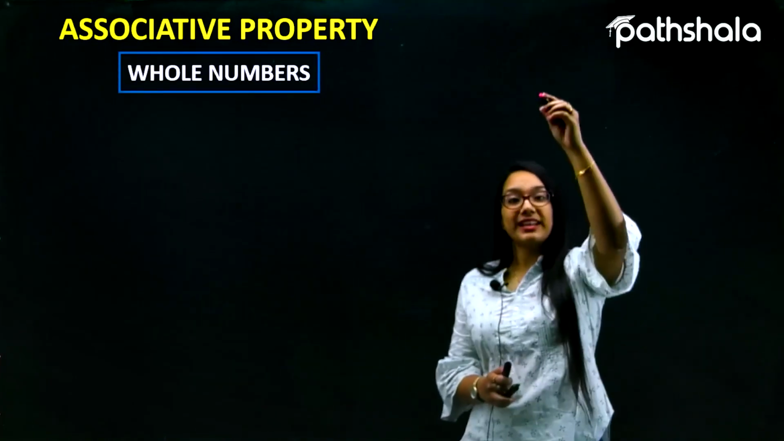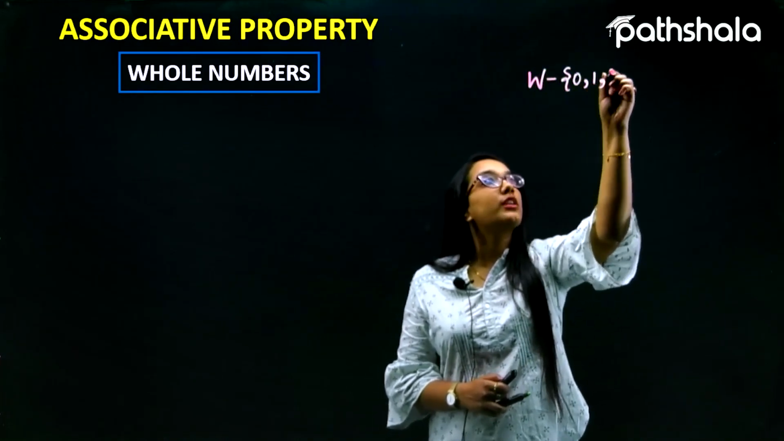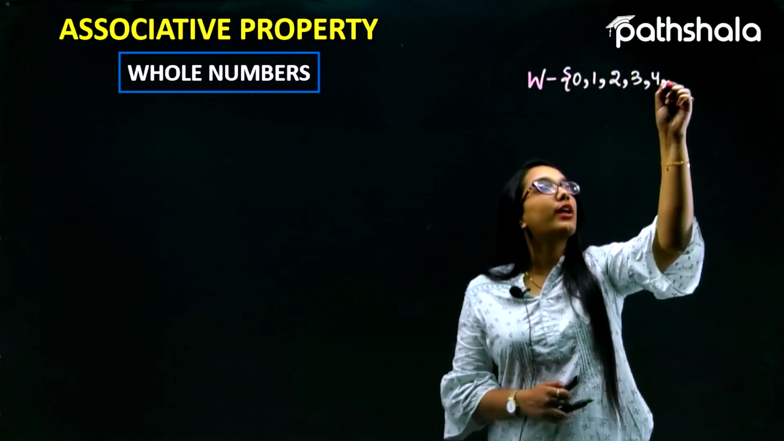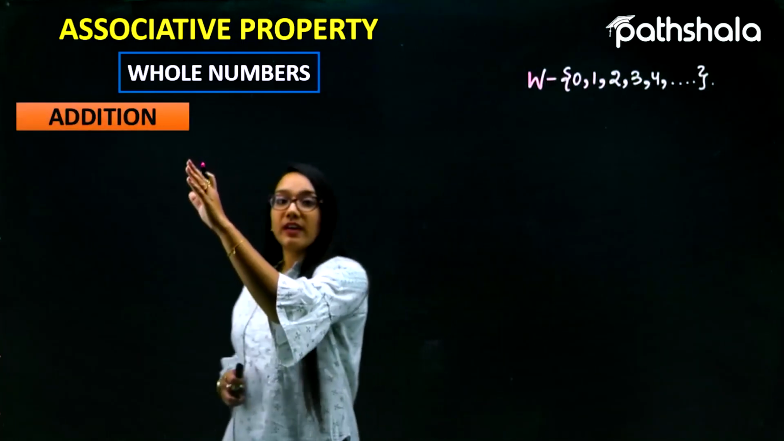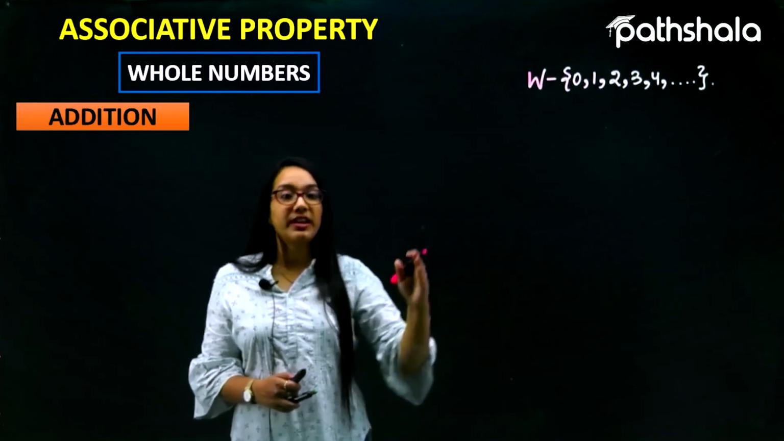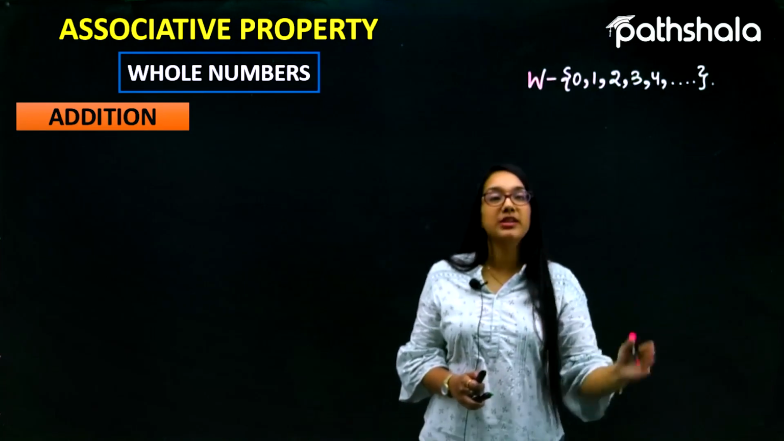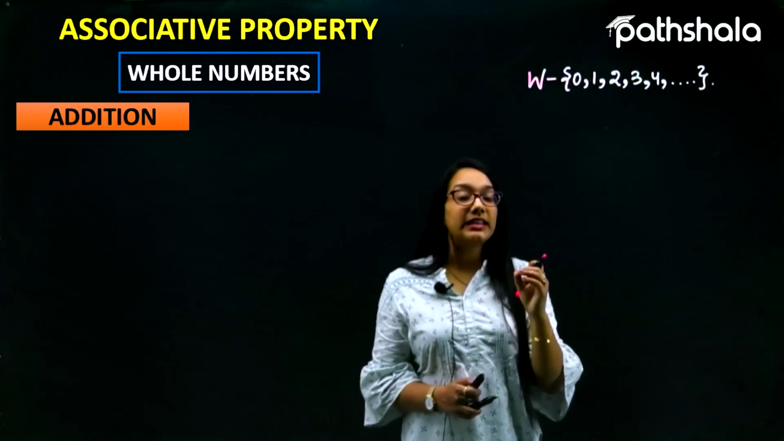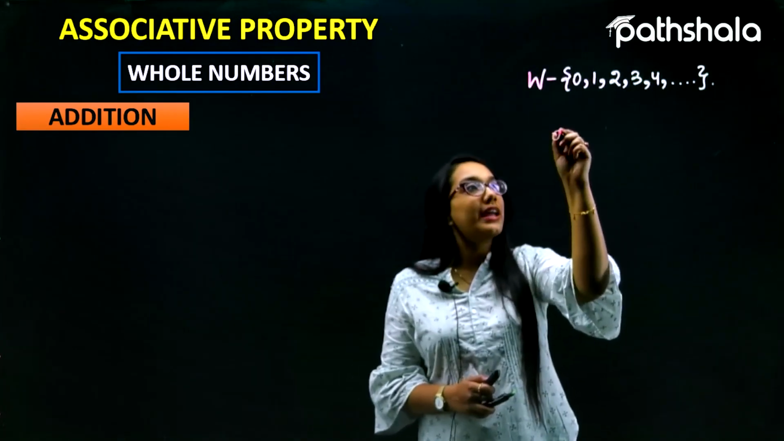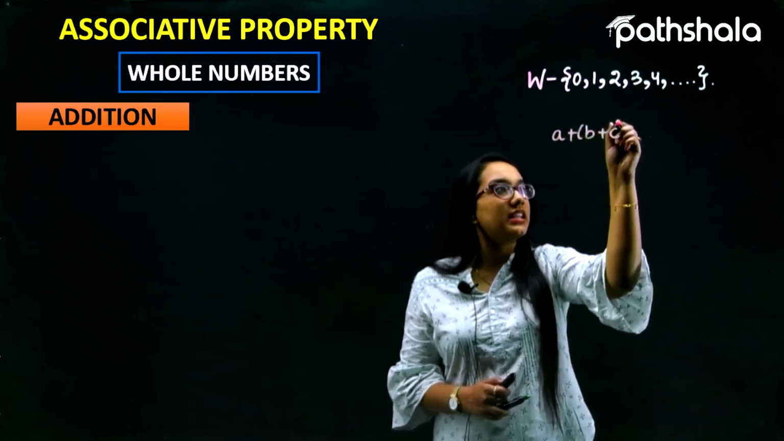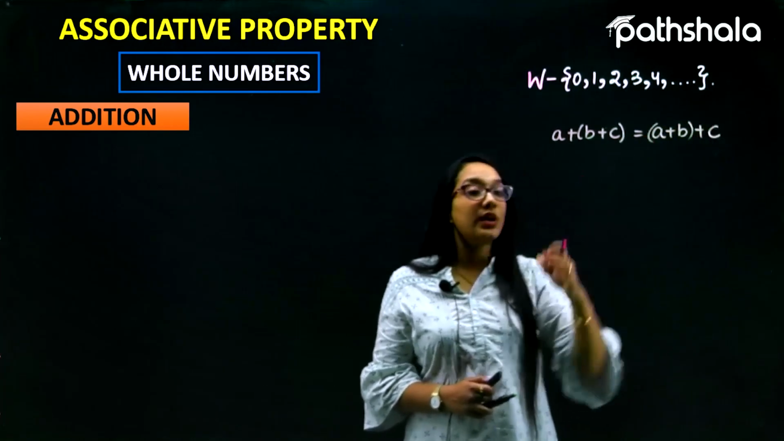Let us suppose I'm taking the collection of the whole numbers as W. It includes the numbers 0, 1, 2, 3, 4 and so on. First of all, under addition, we'll check whether the whole numbers are associative in nature. For the associative property, we have to take any three numbers out of this particular collection, and check whether or not A plus (B plus C) and (A plus B) plus C are equal.